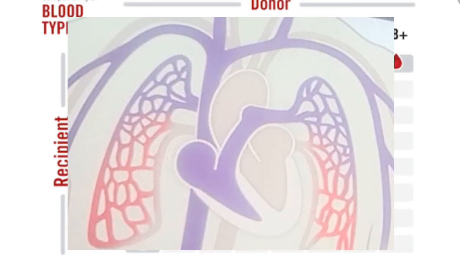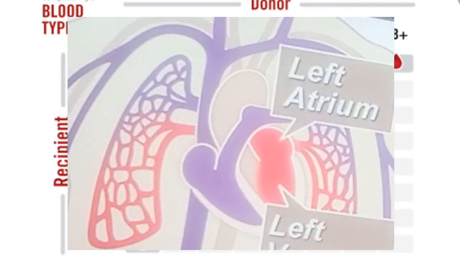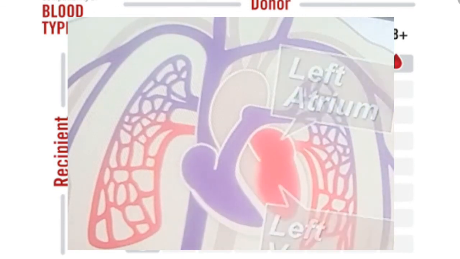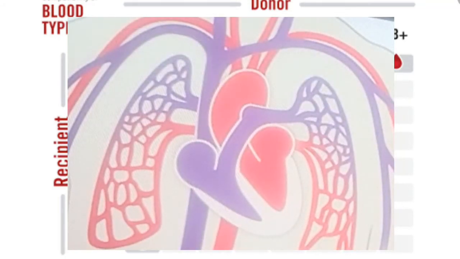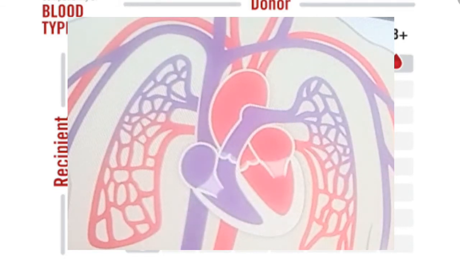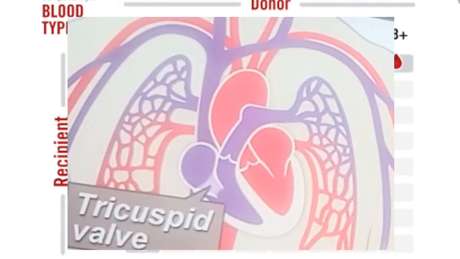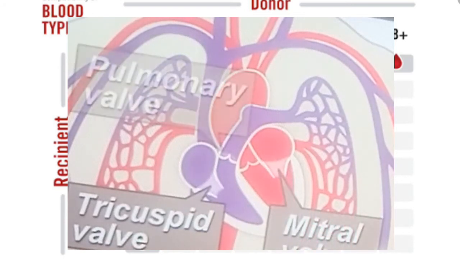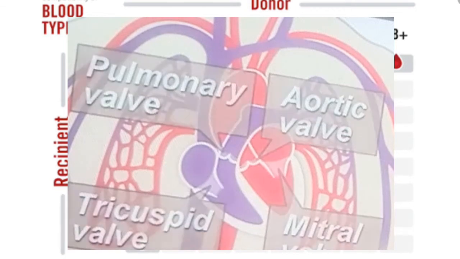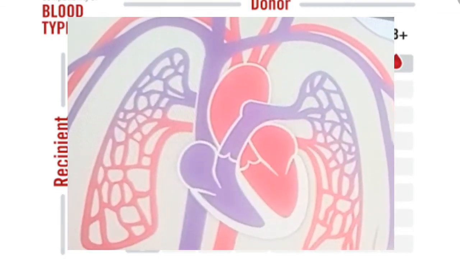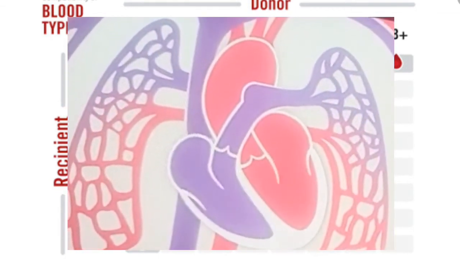Layers of the heart. Epicardium, the outermost layer. Myocardium, the middle layer, which consists of cardiac muscles, the layer that actually contracts. And the third layer is endocardium, the innermost layer composed of endothelial cells, which lines the heart chambers. It is continuous with the endothelial lining of the blood vessels leaving and entering the heart.